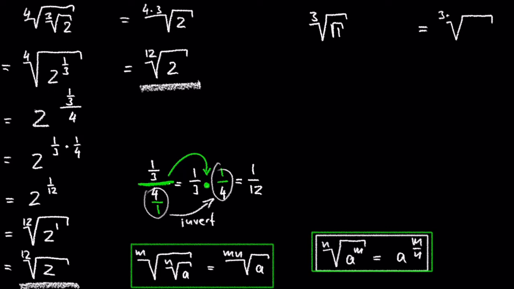Remember, if there is no index like here in our square root, we can imagine that it has the index 2. So we get a square root with an index, which is 3 times 2, which equals 6. And we get the 6th root of 1. The 6th root of 1 is 1, because 1 multiplied by itself 6 times equals 1.